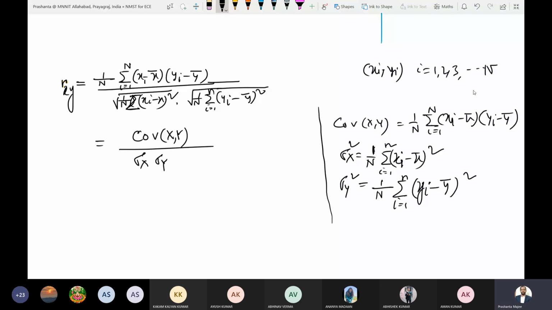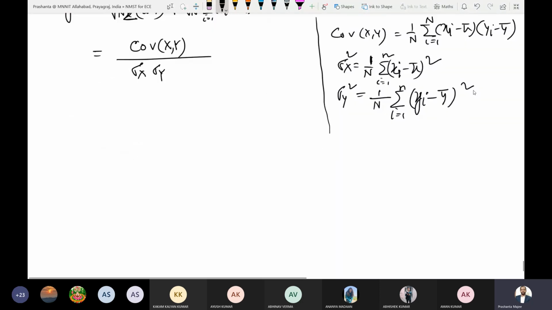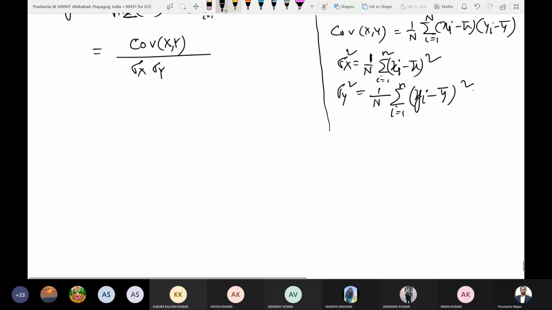By this number we represent the degree of relationship between the x variable and the y variable. How? Let me tell you. What is x bar? X bar is the mean of the x values, and y bar is the mean or average of the y values. So let me write it down.